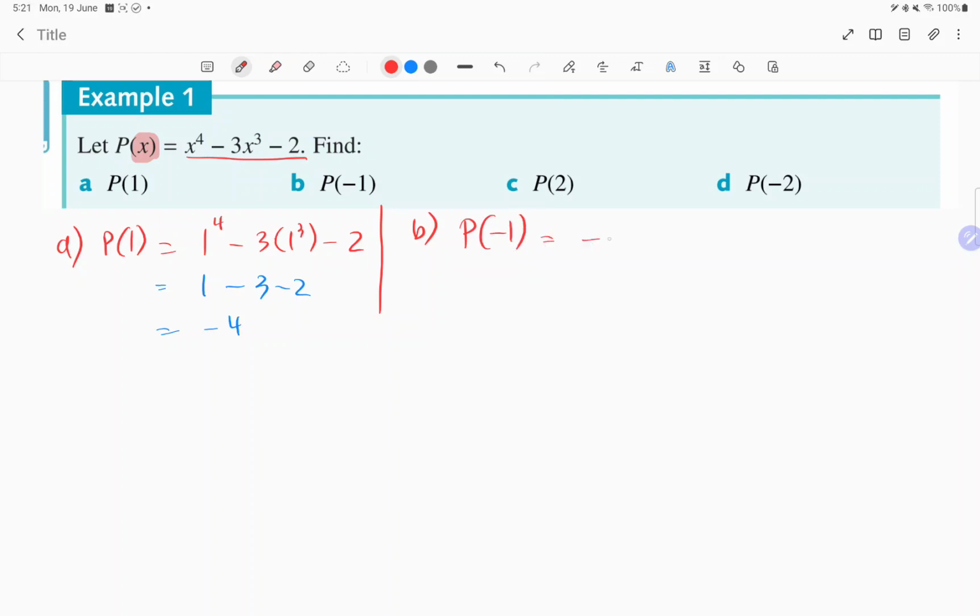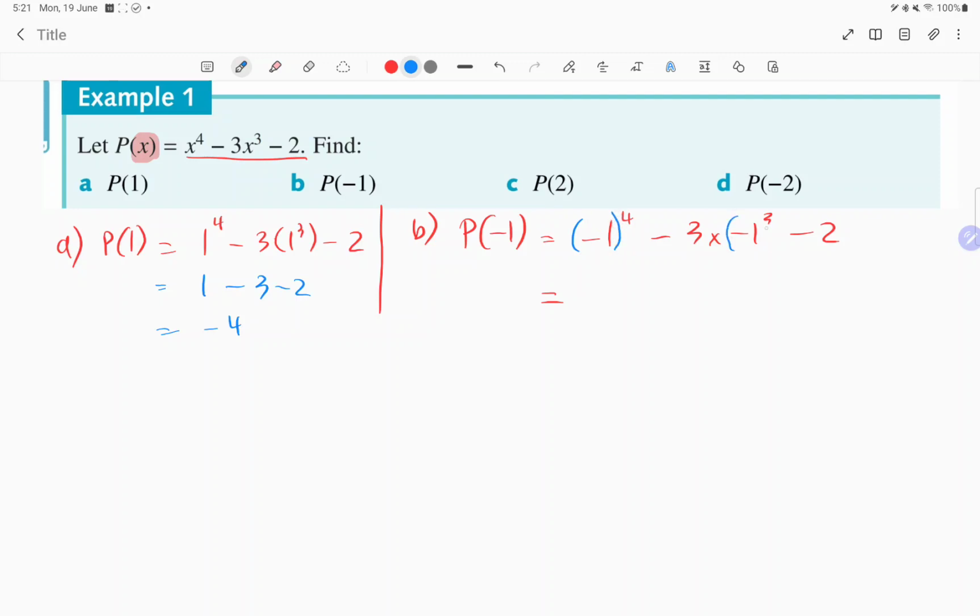So that would be, instead of x, I'll put negative 1 power 4 minus 3 times negative 1 power 3, and then minus 2. Is that right? Yeah, is that right? Wait, no. Yeah, there's something not quite right with what I've written over here. No brackets for negative 1. Yes, that's right. You need the brackets.